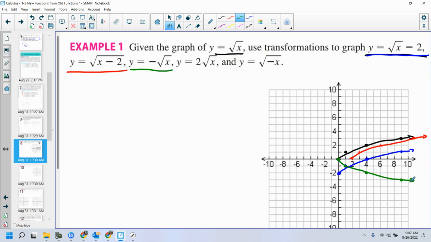What is that going to do? Vertical stretch by 2, right? So every y value, I'm going to multiply by 2. I'm going to take all those black points and multiply by 2. Well, 0, 0 is going to stay 0, 0. 1, 1 is going to go 1, 2. 4, 2 is going to be 4, 4. And then 9, 3 is going to be 9, 6.